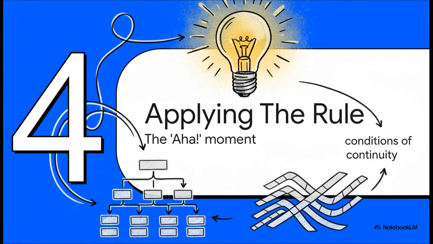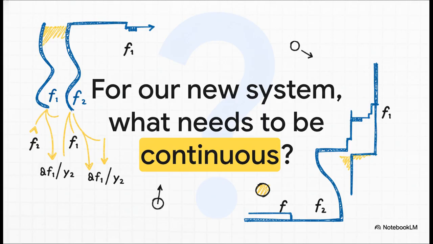And this, right here, brings us to the aha moment. Because now that we have a first-order system, we can just apply the logic from our first-order theorem. We just need to check if those continuity conditions are met for our brand new system. So let's ask the question, right, for this new system. What exactly has to be continuous? Remember the theorem? We need our new functions, let's call them f1 and f2, and their partial derivatives with respect to our new variables, y1 and y2, to all be continuous. So let's actually check them.